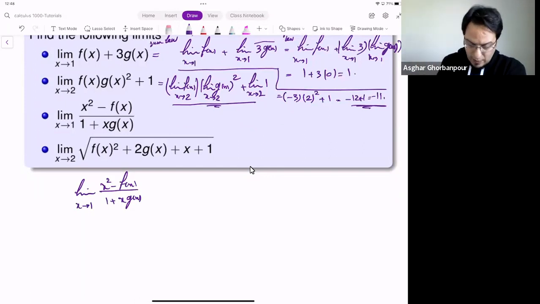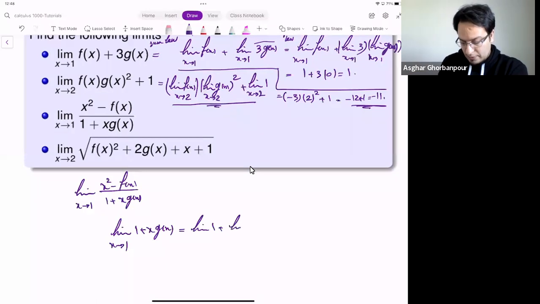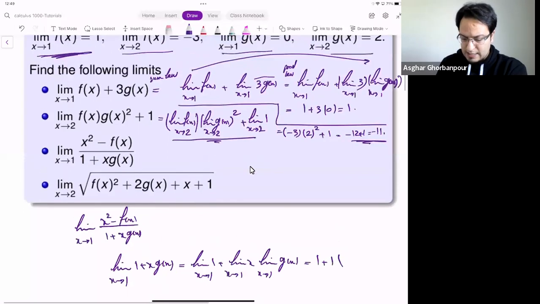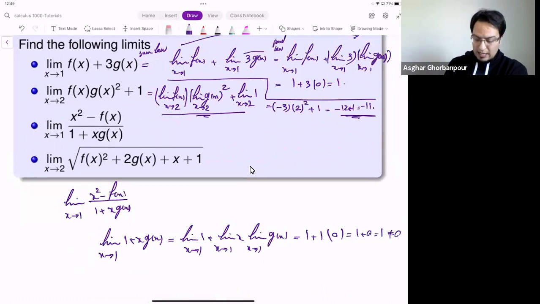Okay, thank you. So when you have a quotient, you have to make sure that the limit of the denominator is non-zero to be able to apply the quotient law. Well, there are other ways if the limit is 0, but if you want to use the quotient law, you have to make sure that the limit of the denominator, which in this case is 1 plus 1 times the limit of g(x) as x goes to 1, is 0. So this is 1 plus 0, which is 1. Since the limit of the denominator is non-zero, I can go ahead and use the quotient law.